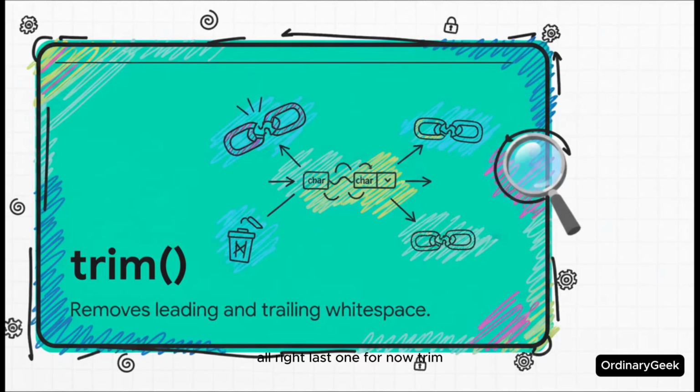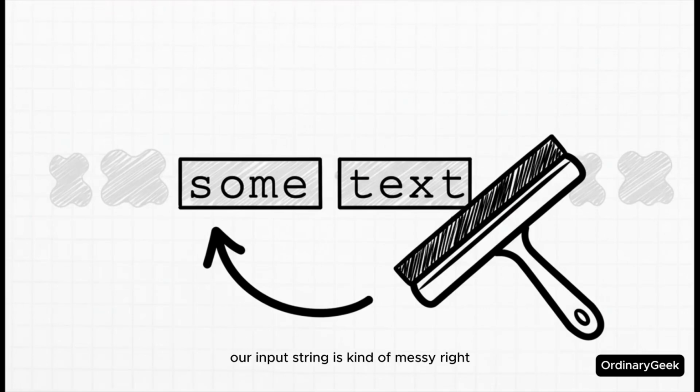All right, last one for now, trim. This one is an absolute lifesaver. Seriously, users and data from files are famous for adding extra invisible spaces at the start or end of text. Trim is the tool that cleans up that mess. Just look at this. Our input string is kind of messy, right? It's got those extra spaces before and after the actual words.